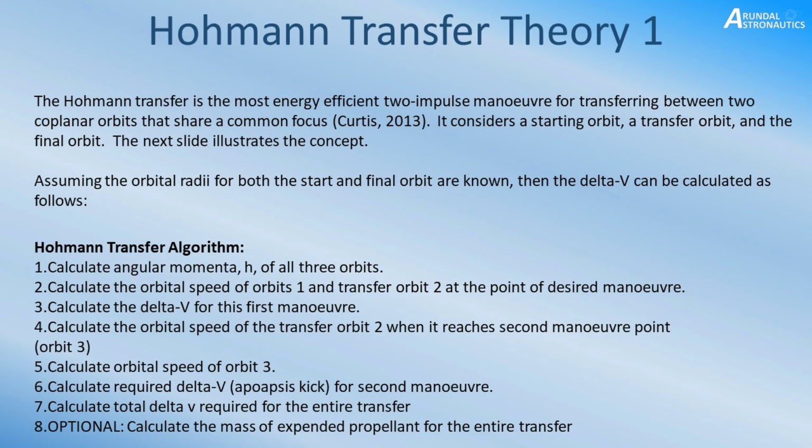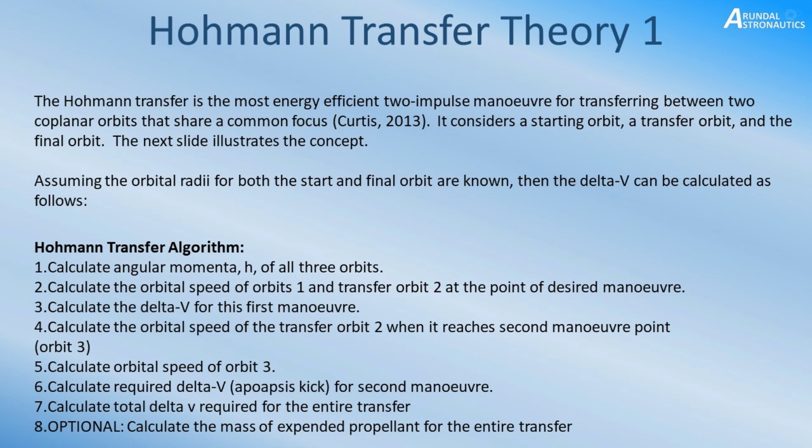So the first slide we're going to look at here for the Hohmann transfer theory is the algorithm that we use to calculate it. And the Hohmann transfer itself is a two-impulse maneuver for transferring between two coplanar orbits that share a common focus. Now this could be thought of as a change in altitude of an orbit, and there's three orbits that we need to consider, and that is the starting orbit, the transfer orbit, and the final orbit. And the next slide coming up will be representing that diagrammatically.